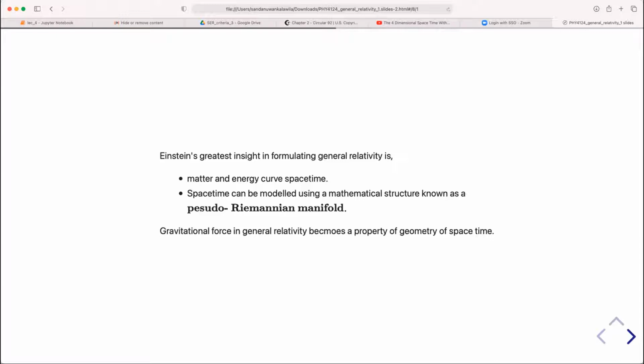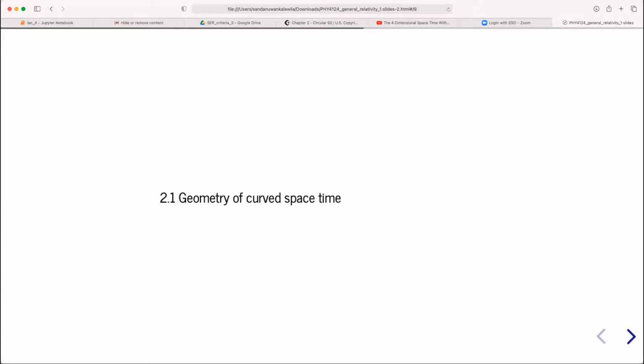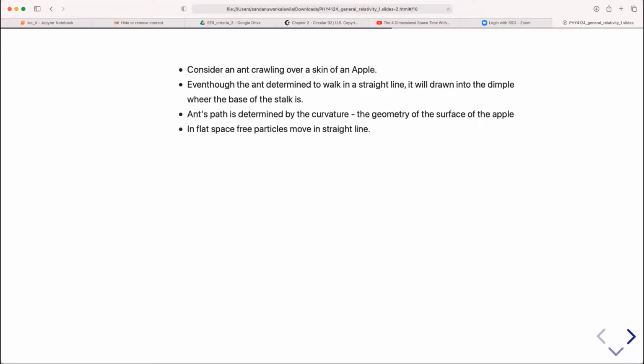And this gravitational force, as you saw in this video as well, in general relativity becomes a property of the geometry of space-time. So that's what happens. We don't consider gravity as a force anymore in general relativity. We consider it as a property of the geometry of space-time, right? Right, so let's look at the next one, the geometry of curved space-time.